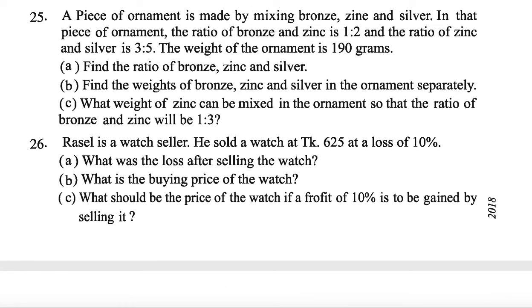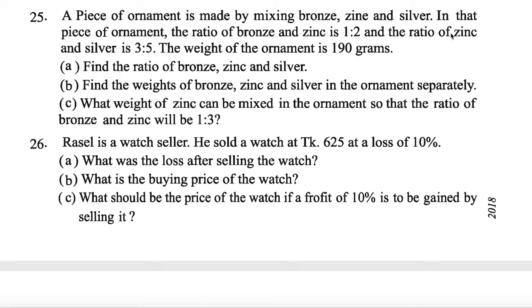Okay. A piece of ornament is made by mixing bronze, silver, and zinc. In that piece of the ornament, the ratio of bronze to zinc is 1 is to 2, and the ratio of zinc to silver is 3 is to 5. The weight of the ornament is 190 grams. Find the ratio of bronze, zinc, and silver. We have to find the extended ratio.